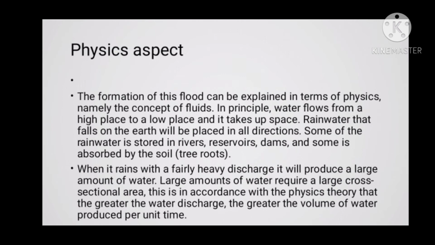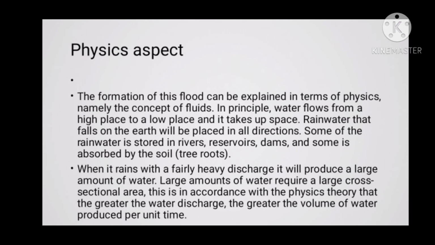When it rains with a fairly heavy discharge, it will produce a large amount of water. Large amounts of water require a large cross-section area. This is in accordance with the physical theory that the greater the water discharge, the greater the volume of water produced per unit time. If rivers, reservoirs, lakes, or dams cannot hold too much water and the soil is unable to absorb water, then the water will overflow and flow to a lower place so that areas close to rivers, dams, reservoirs, or lakes can be submerged.